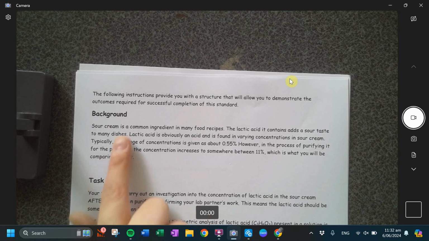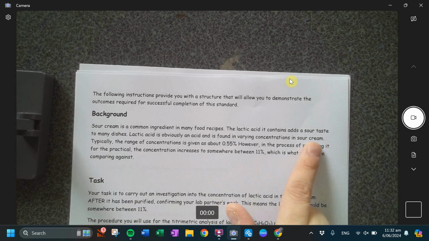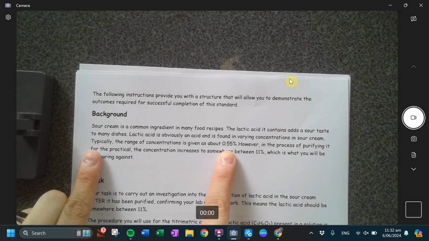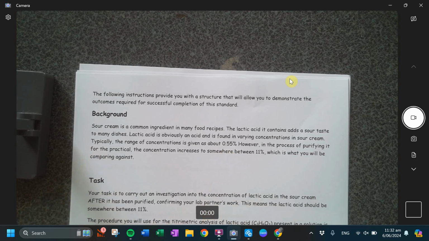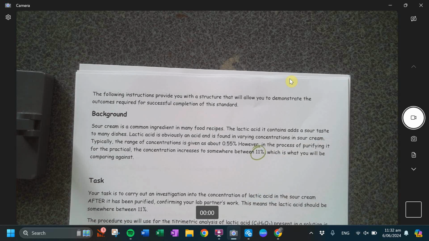So background. Sour cream is a common ingredient in many foods. Lactic acid is added because it contains that sour taste that we want in many of our dishes. However, the lactic acid concentration in our sour cream can vary. Typically, you find the lactic acid concentration in your sour cream to be about 55%. However, in the process of purifying it, the lab technician says that it should be around 11%. So what our calculations are trying to prove in this assessment is that the lactic acid that the technician has prepared is at 11% of my solution. Are you guys okay with that so far?